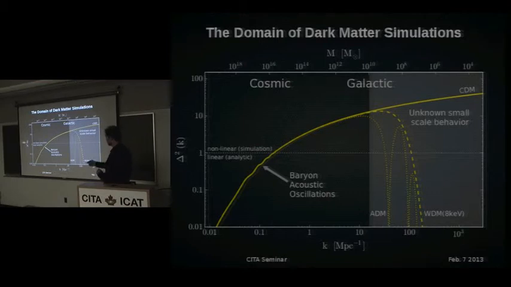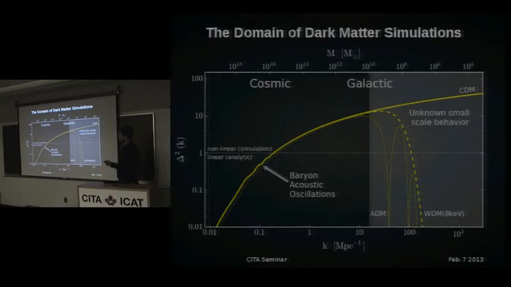You can also see I've highlighted here at unity the dividing line between linear scales and nonlinear scales. On very large scales, even today, the universe remains linear and you can do analytical calculations. But as you go to smaller scales, it becomes nonlinear and eventually very nonlinear, and that's why you need numerical simulations in this regime. It's hard to do purely analytical calculations. So that's the motivation for the numerical work that I'll be talking about.